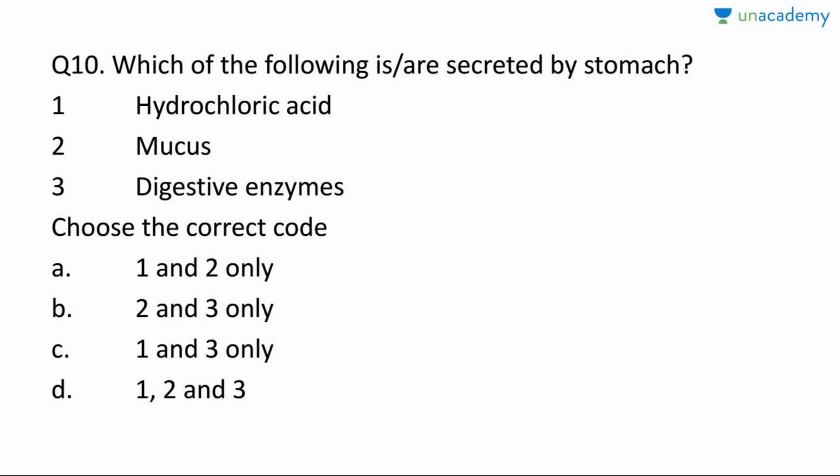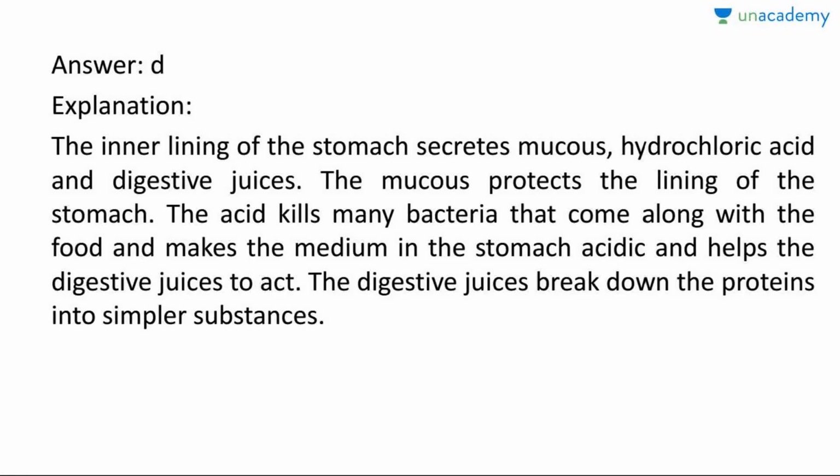Question number 10, which of the following are secreted by the stomach? So here hydrochloric acid, mucus, digestive enzymes, all these are secreted by the stomach. So the answer is D. The inner lining of the stomach secretes mucus, hydrochloric acid, digestive juices. Mucus protects the lining of the stomach. The acid kills many bacteria that come along. So this is very typical, very basic level science. It makes the medium in the stomach acidic and helps the digestive juices to act. The digestive juices break down the protein into much simpler substances.